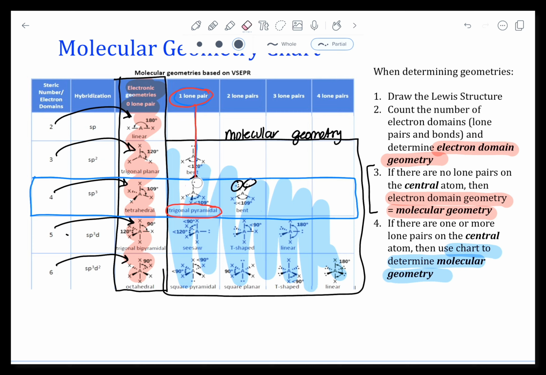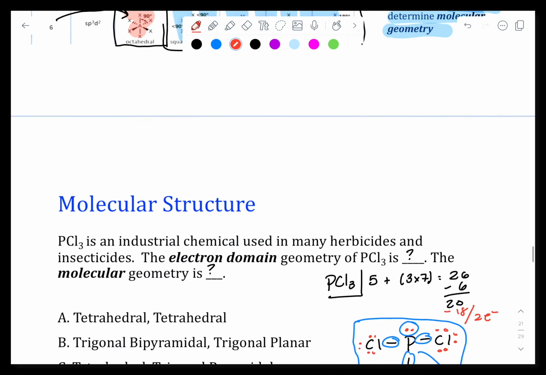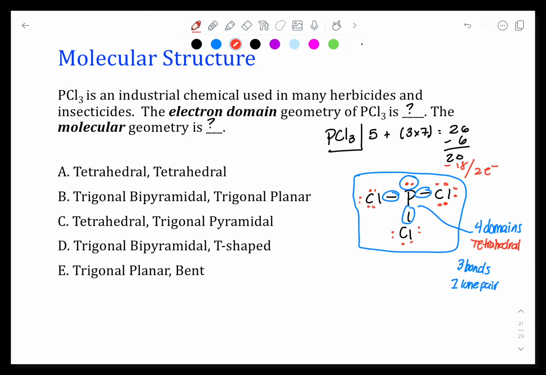Okay, so we see that. If we compare our structures, we have 1, 2, 3 bonds and 1 lone pair. Okay, so this is trigonal pyramidal. So our best answer for this would be C, tetrahedral and trigonal pyramidal.